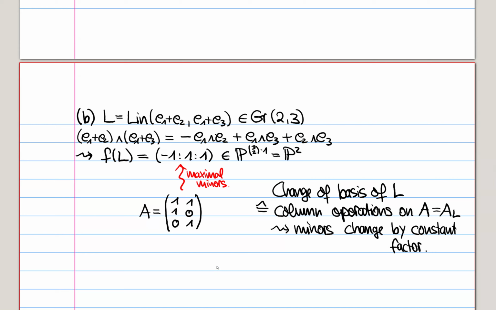And if you choose a different basis of L here, for example, you could add this vector here to the first vector, this would still give the same linear span, and then this change of basis corresponds to some column operations on this matrix. And as we have seen before, such column operations might change the minors, but they change all of the minors by the same constant factor. And so the entry of this projective space would not be changed by such a change of basis. And so this was just the overview of the definition of the Plücker embedding, and then we're going to see that it represents the Grassmannian as a closed subset of the target projective space.